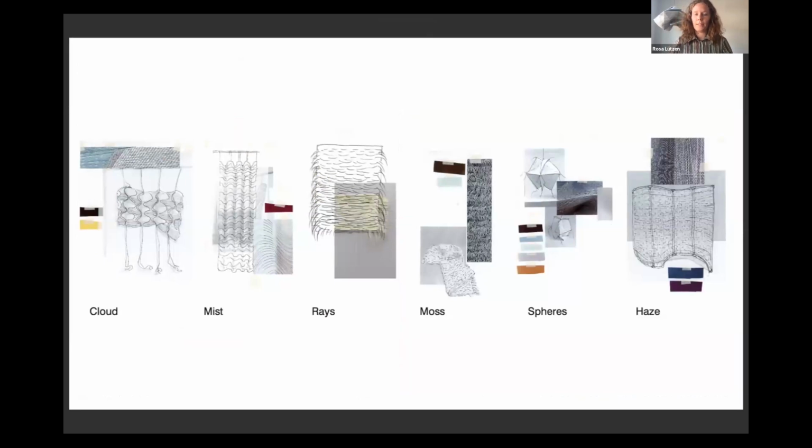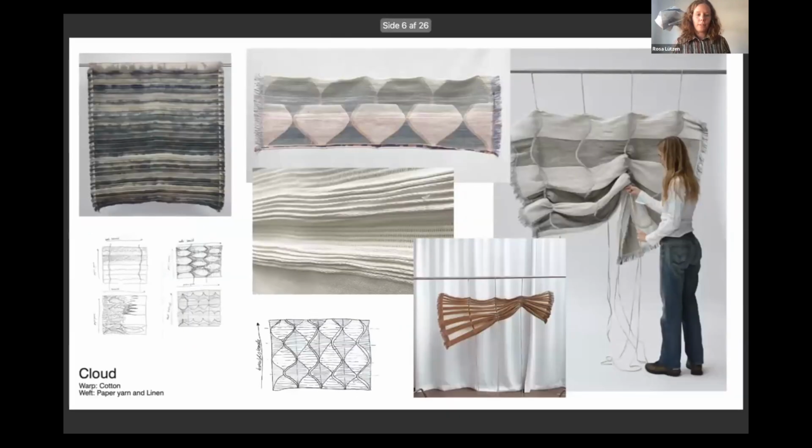Here you see an overview. I've been making a lot of samples and then dividing them into these 6 categories that have become my final collection. I have been giving them names to sort of point at the inspiration or the association I get for the textiles. The first one is called Cloud, and it's based on a satin binding.